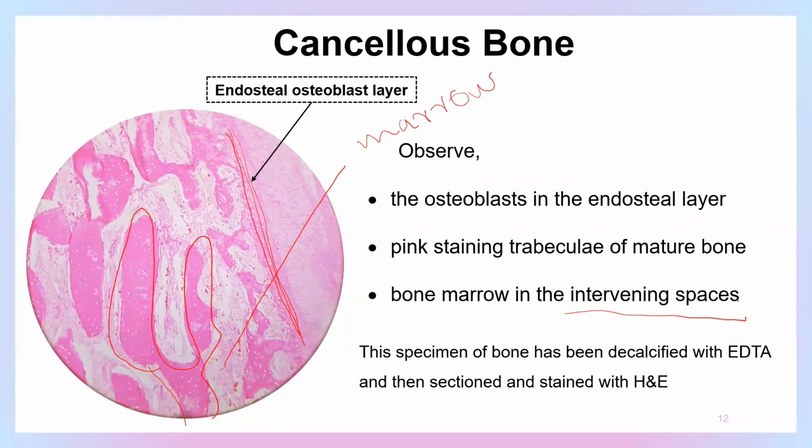Now, as you know, bone is a highly calcified matrix, so you can't put it into that microtome that we looked at. You can't cut it. If you want to cut a section of bone with the microtome, then you have to get rid of this calcium. So it is decalcified with a chemical called EDTA, and only then you section it and stain it with H&E.